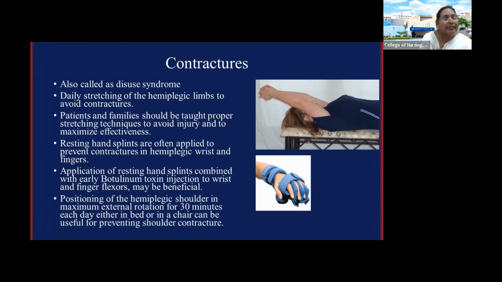Now, resting hand splints are applied to prevent contractures. You can see for the hand, the orthosis, you can order it if you have a good department for it, and it is available in the market also. We just have to order it. Many patients buy from Amazon and things like that. So you can use resting hand splints.